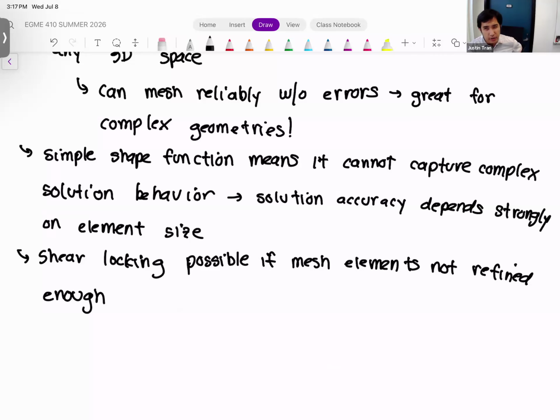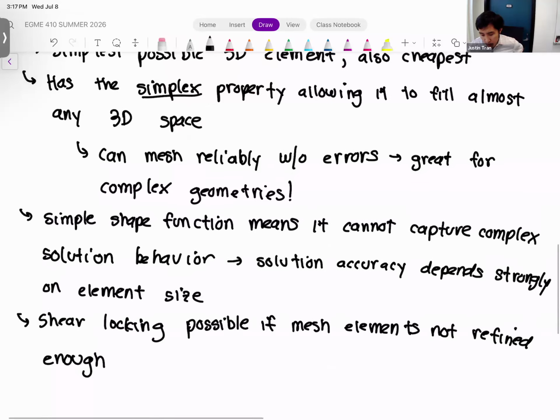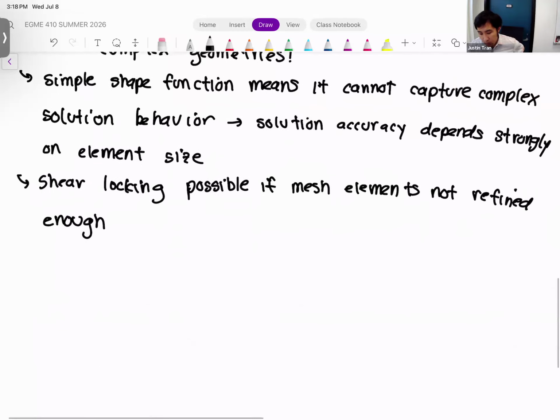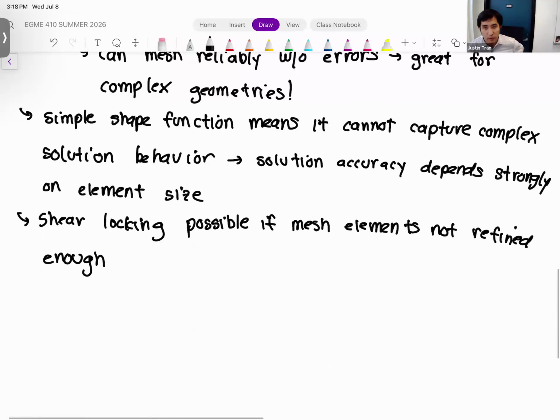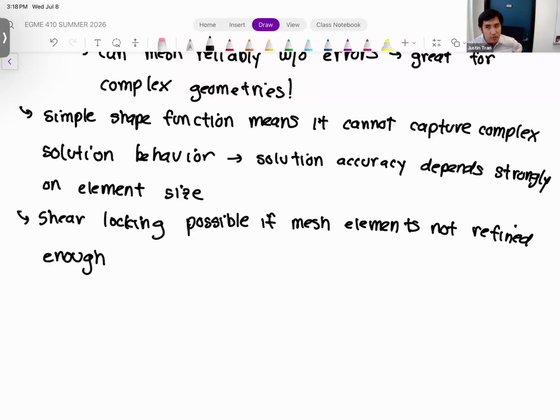So that's the distinction I kind of make. For complex geometries, the challenge is just even getting a mesh on it without any errors. But once you do get a mesh, you have to be aware of how small your elements have to be in order for your solution to be accurate and reliable. Does that make more sense? Yeah. Okay, good. All right, so let's move on.